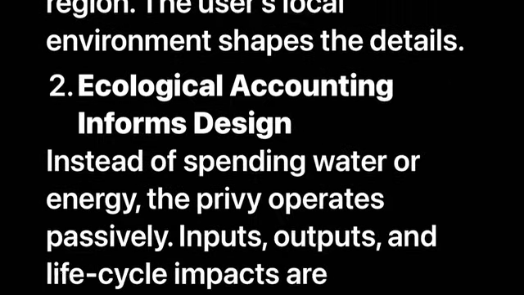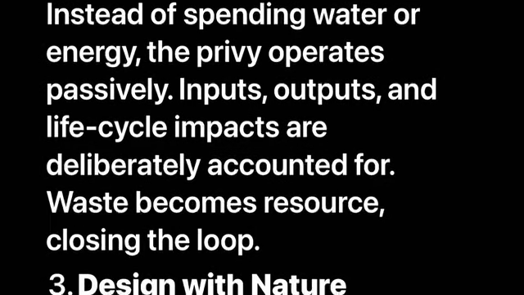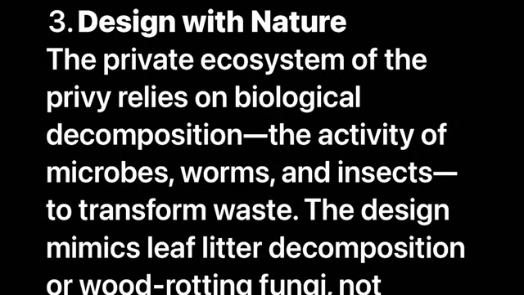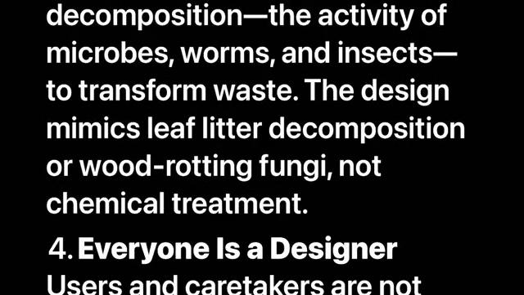2. Ecological accounting informs design. Instead of spending water or energy, the privy operates passively. Inputs, outputs, and life cycle impacts are deliberately accounted for. Waste becomes resource, closing the loop. 3. Design with nature. The ecosystem of the privy relies on biological decomposition, the activity of microbes, worms, and insects to transform waste. The design mimics leaf litter decomposition or wood-rotting fungi, not chemical treatment.